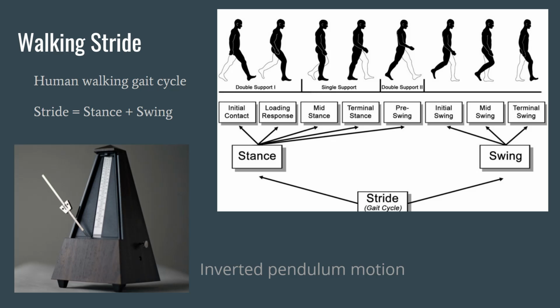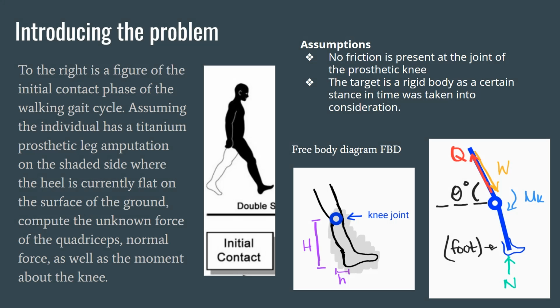The human walking gait cycle consists of a stance and swing phase to make up the entire stride. This walking stride takes on a similar motion as that of an inverted pendulum. In this problem, the prosthetic leg is on the shaded side where the heel is in contact with the ground. Using given values, we are going to compute the force exerted by the quadriceps, as well as the normal force and moment about the knee.